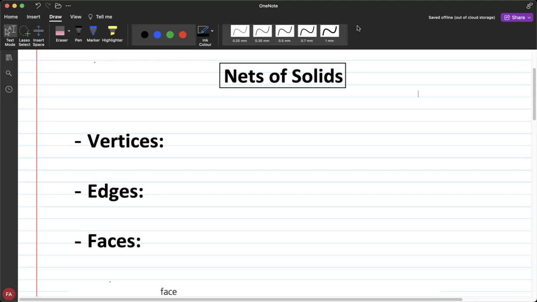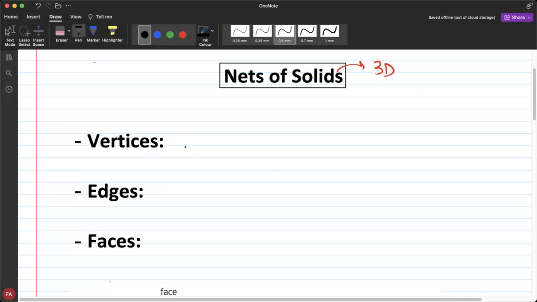Today we're going to be studying this very interesting concept of geometry that is known as nets of solid. You need to understand that this topic is only related to 3D shapes. Not only that, but you should also be well familiar with these three words. So again, what does the word vertex mean? I will explain this with the help of a diagram as well, but for now just try to understand.